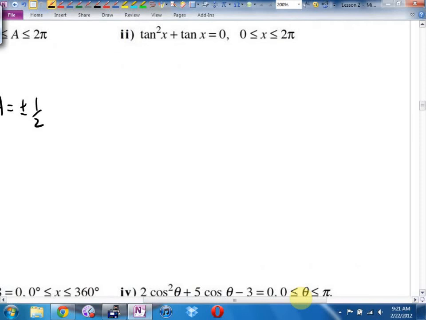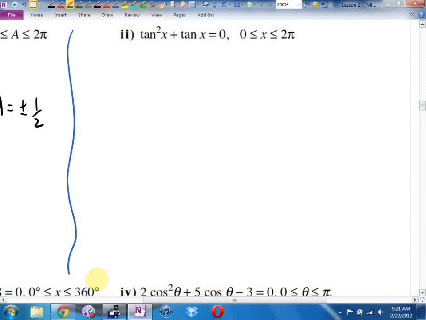Ooh, tangent, ugly cousin. A little bit more nervous here. What kind of an equation is this, Holly? It's quadratic. You know how I know? It's squared. So what's the first thing before I start to factor? What do I do first before I do anything else? Okay, let's factor it.